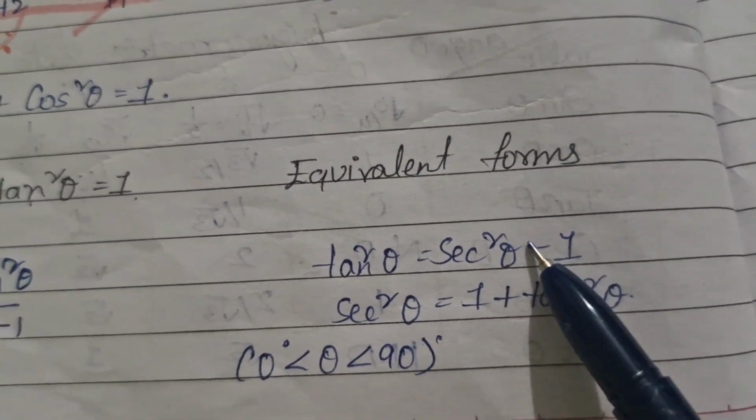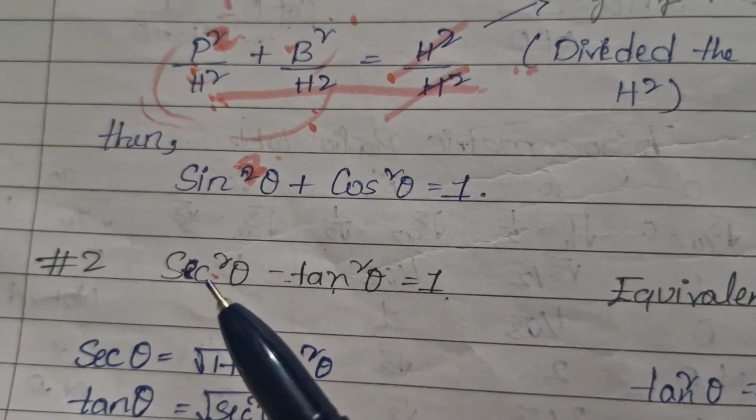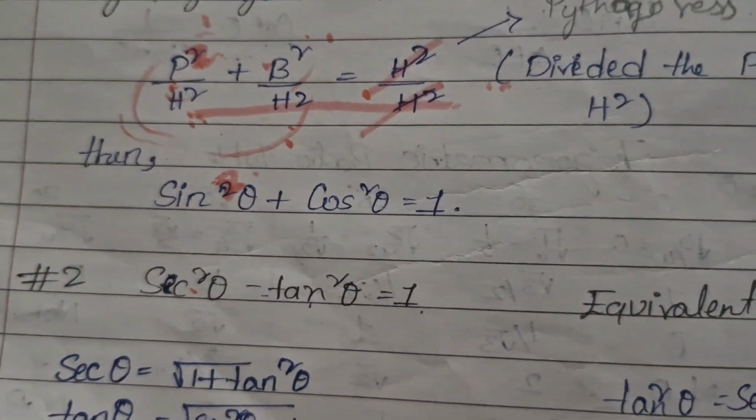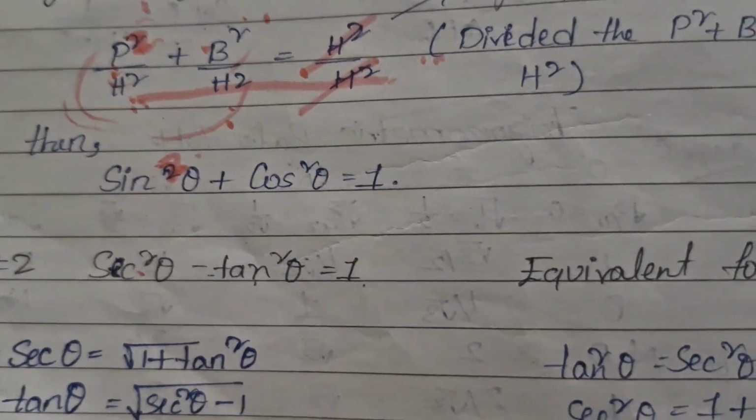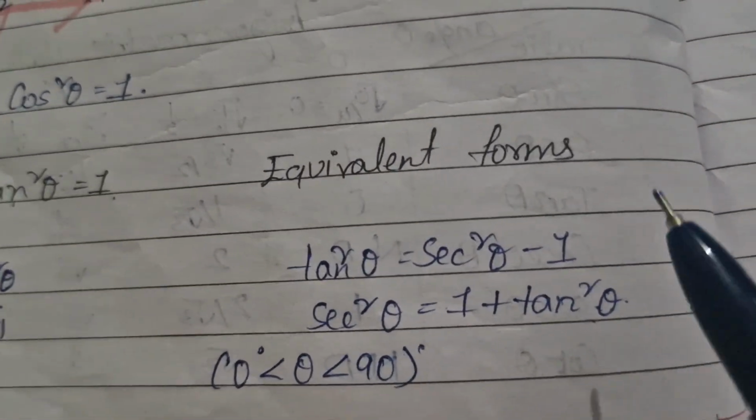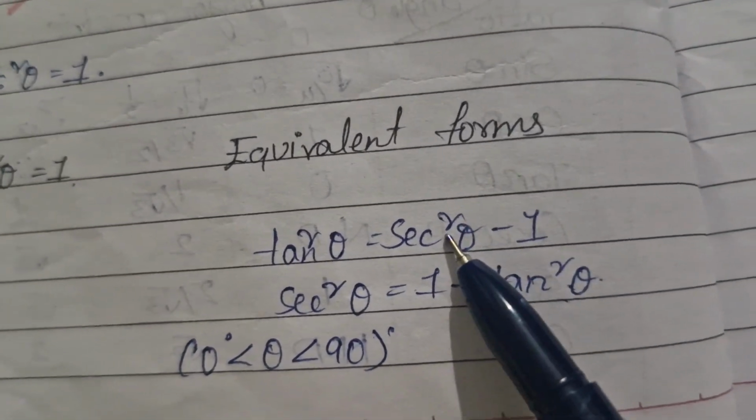Why we got minus here? Because we send this 1 to this side and tan square to the other side. So that's why we got secant square theta minus 1.